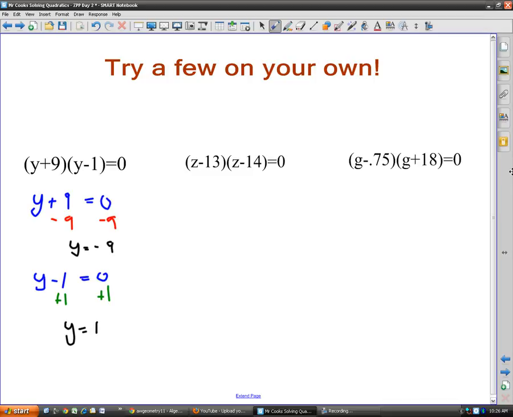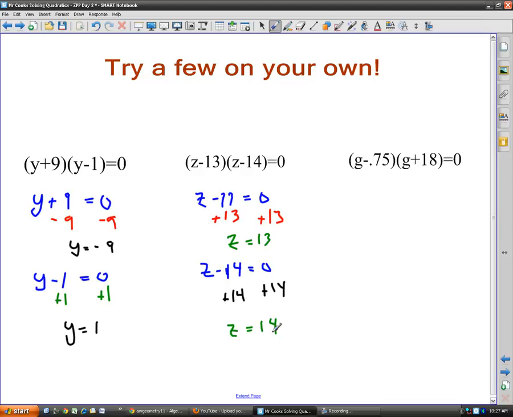Then this one, same thing. We just say z minus 13 equals 0, or z minus 14 equals 0. If I solve these, I add 13 across the equal sign, and in this case I end up with z equaling 13. And this one down here, we will add 14 across the equal sign, so then z will equal 14. So 13 and 14 is where the graph is crossing the x-axis.